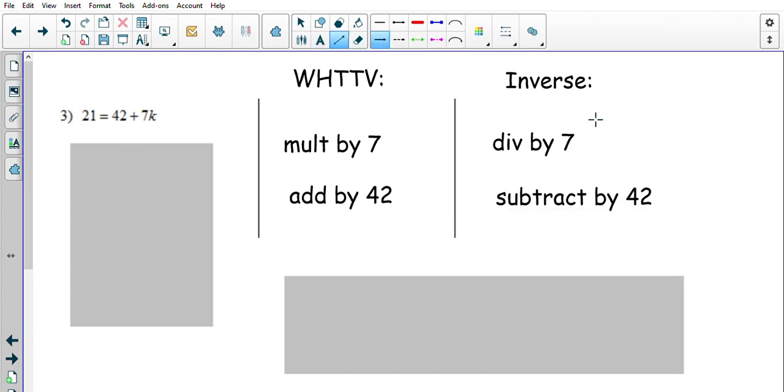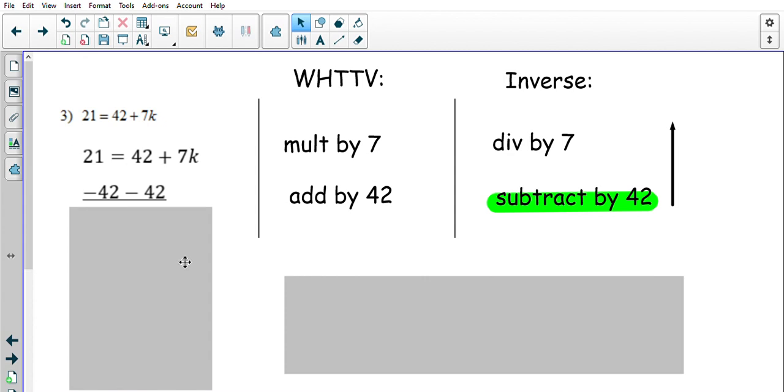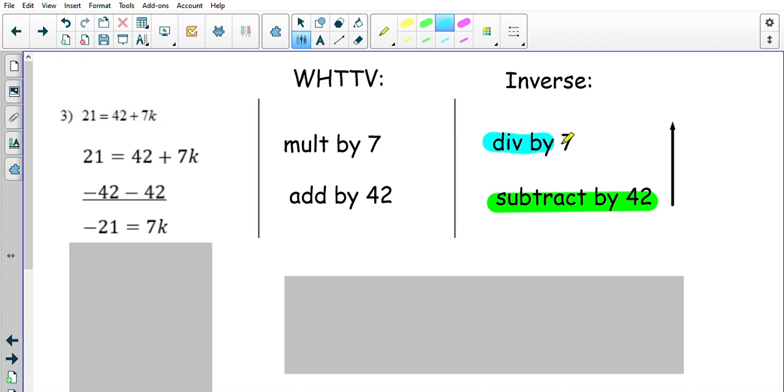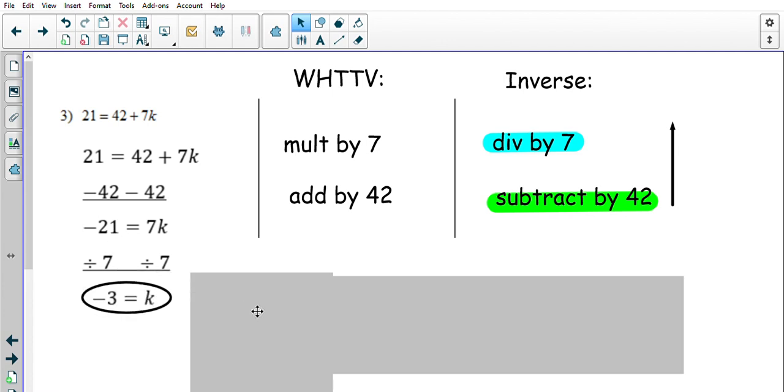So remember that we're going to work in reverse order. So we're going to begin by subtracting by 42 on both sides. So let's subtract 42. We're going to show that once on the left and once on the right. 21 minus 42 is what we're plugging into our calculators. I'm going to stop making the boxes here so it doesn't get too confusing, but 21 minus 42 is negative 21 equals 7k. Now we need to divide by 7 on both sides since that's the inverse of multiplying by 7. So in your calculators, you're going to do negative 21 divided by 7. You should get negative 3 equals k for your solution.